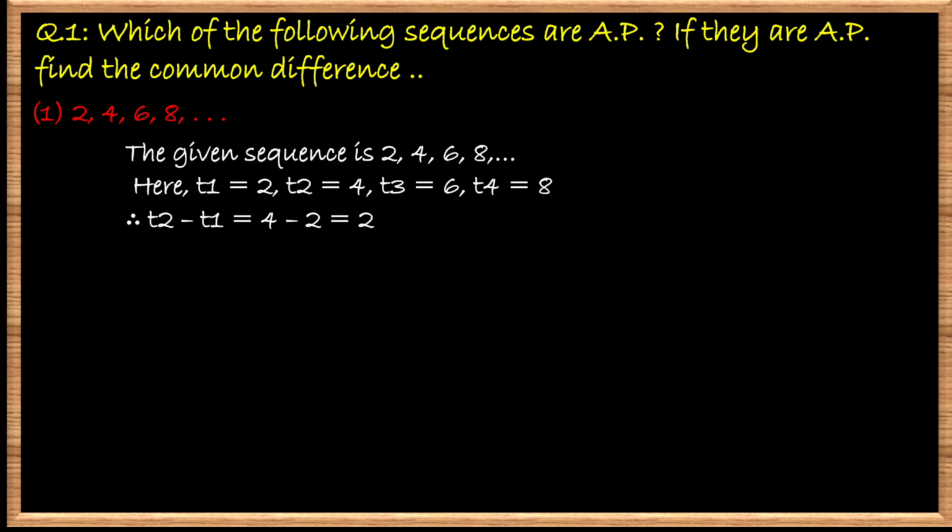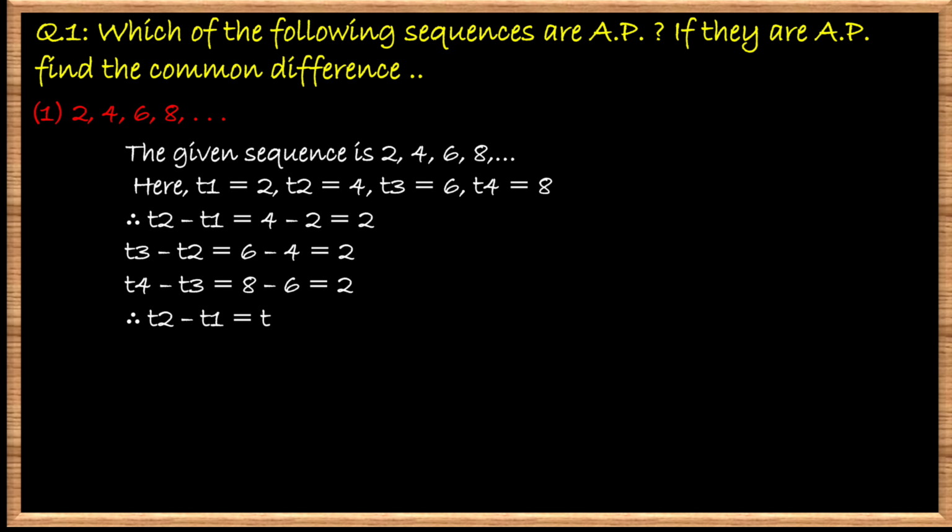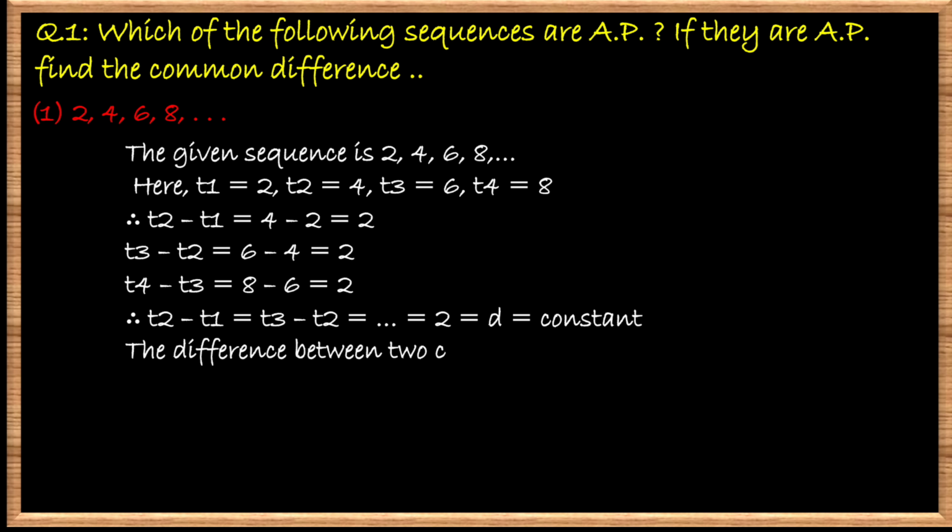T2 minus T1 is equal to 4 minus 2, which is 2. Then T3 minus T2 is 6 minus 4, which is again 2. T4 minus T3 is 8 minus 6, which is again 2. T2 minus T1 is equal to T3 minus T2, which is 2. So here D, the common difference, is constant. The difference between two consecutive terms is constant.